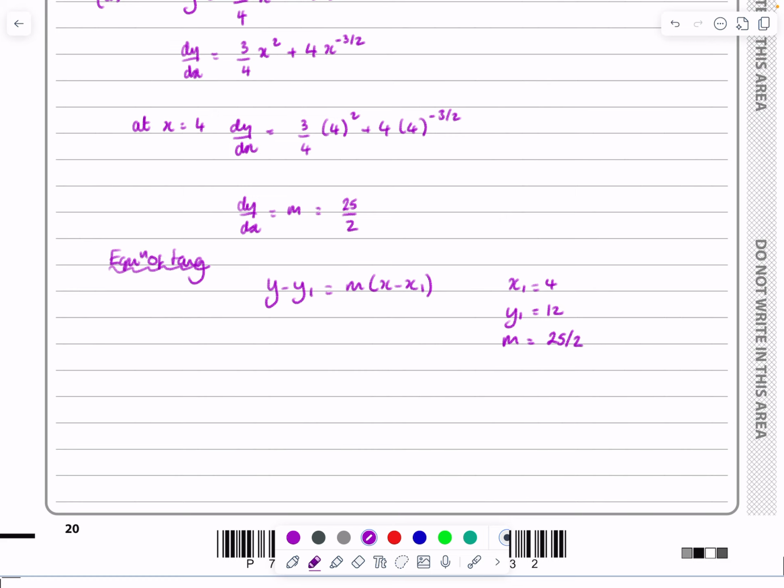And if I put all those values in, I feel that I'm much less likely now to make a mistake. So I'm going to do y minus 12 is equal to 25/2 times (x minus 4). And at this stage, multiply everything by 2 to get rid of that fraction. I think that's always the simplest thing to do here. 2y minus 24 is equal to 25 times (x minus 4). Multiply everything out. So we're going to get 2y minus 24 is equal to 25x minus 100.